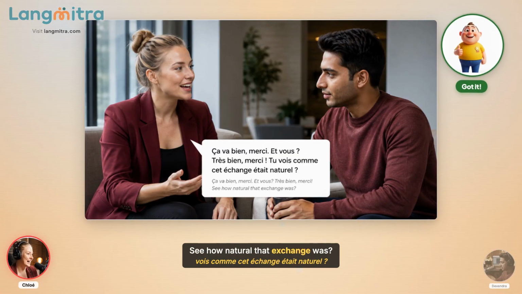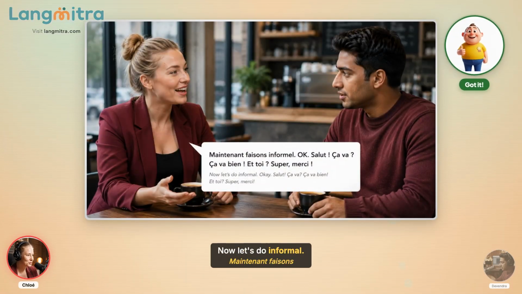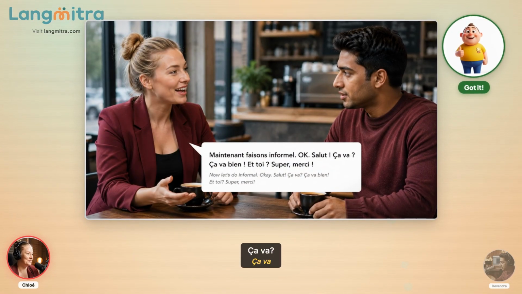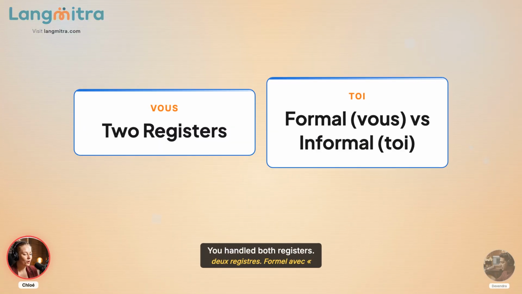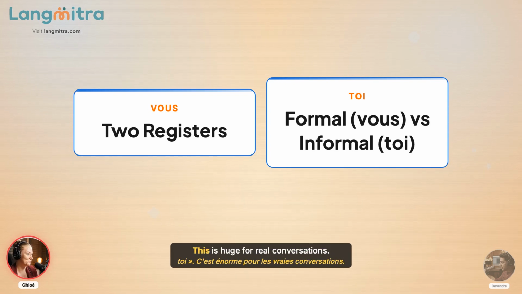See how natural that exchange was? Now let's do informal. Okay. Salut, ça va? Ça va bien, et toi? Super, merci. Perfect. You handled both registers. Formal with vous, informal with toi. This is huge for real conversations.